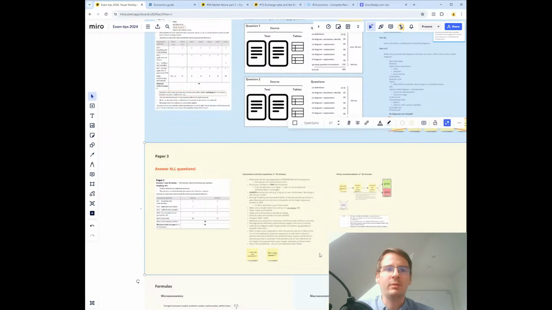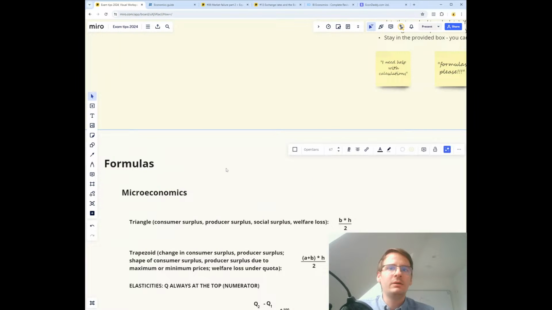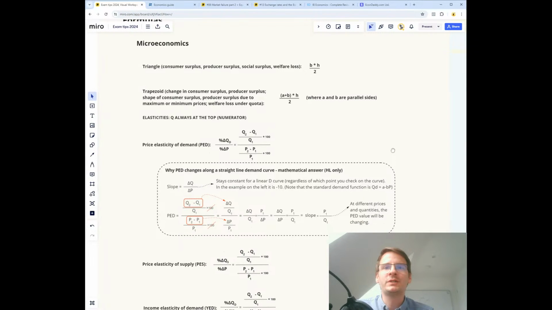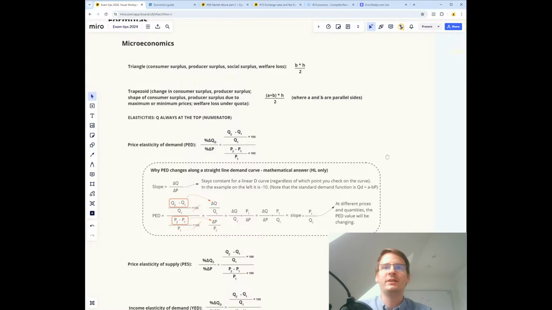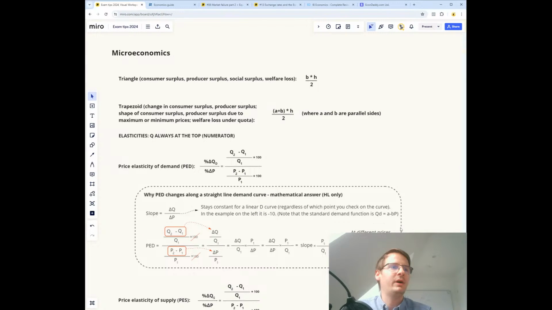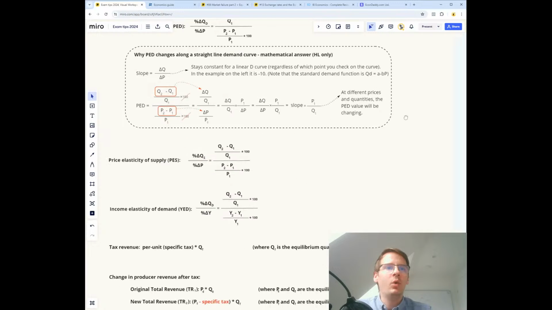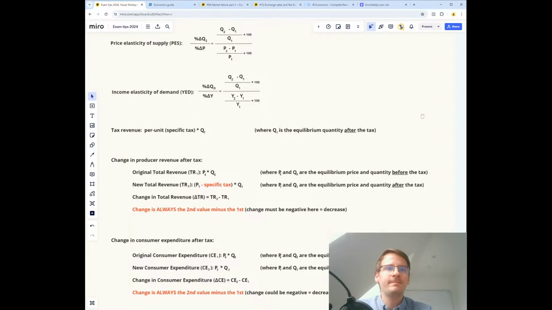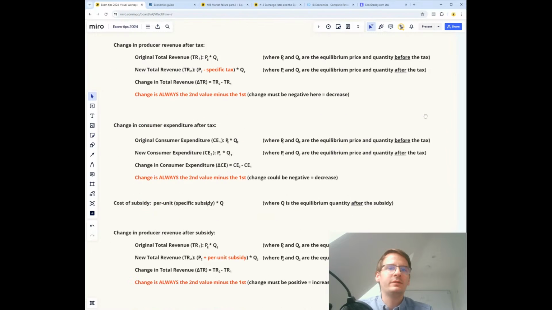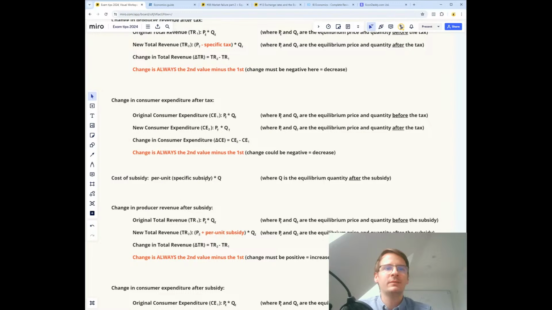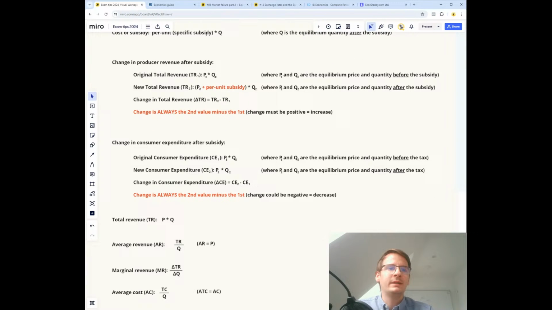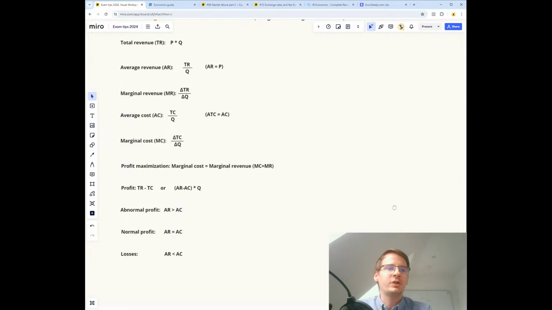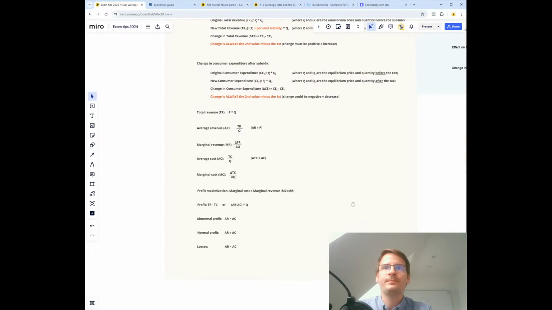Finally, as I promised, here are some formulas. You can also feel free to either take screenshots or later, once I put this video up, you can stop the video. I've tried to gather all the formulas that you might need in the exams. These are the ones for microeconomics. And these ones at the bottom for total revenue and so on down, that's just for higher level students.